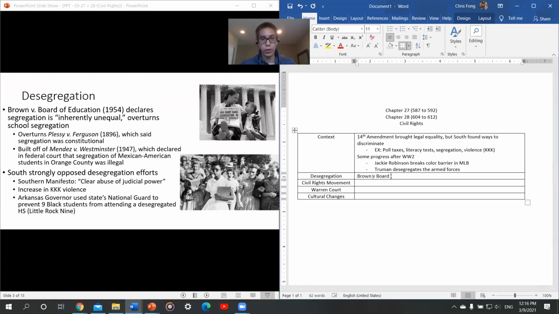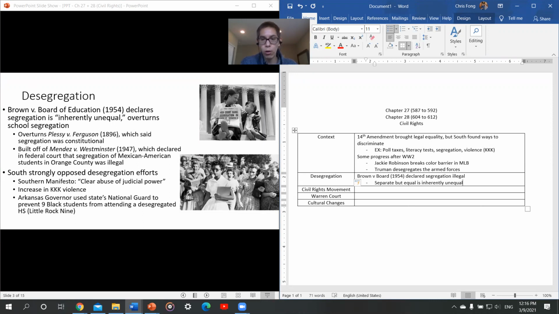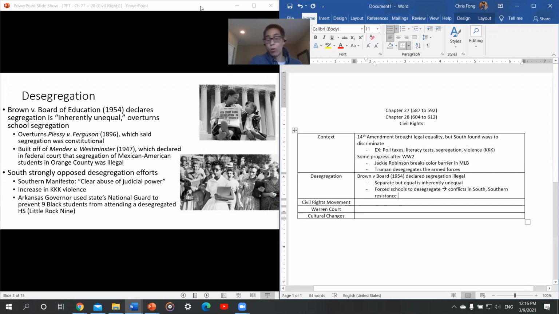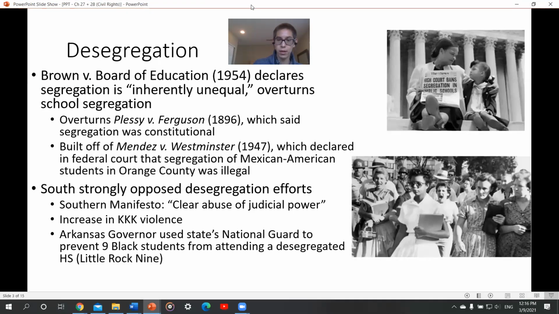So Brown v. Board, one of those Supreme Court cases you have to know, from 1954, declared segregation is illegal. And that famous quote: separate but equal is inherently unequal. And this forced schools to desegregate, which led to a lot of conflicts in the South as the South resisted. You can only imagine, if the South is resisting like this against children, what are they going to do when adults start to protest and resist?